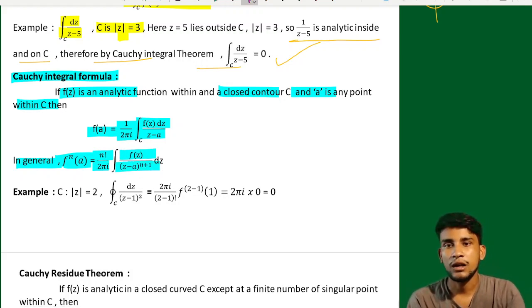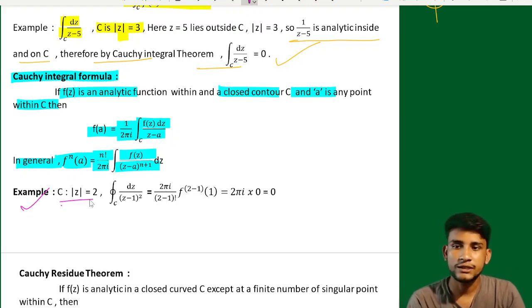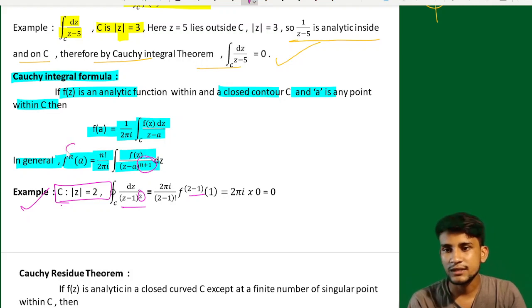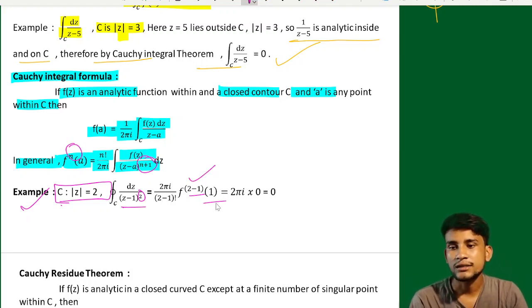For example, let |z| = 2. That means the contour is a circle of radius 2 with center at 0. Then 1/(z-1)^2 has a pole at 1 of order 2. So this is equal to 1/(2πi) times f at 1. If this is n+1, then this is n. That means if this is 2, then this is 2-1 at 1. Since 1 is the point of singularity, this is equal to 2πi times 0. This is equal to 0.